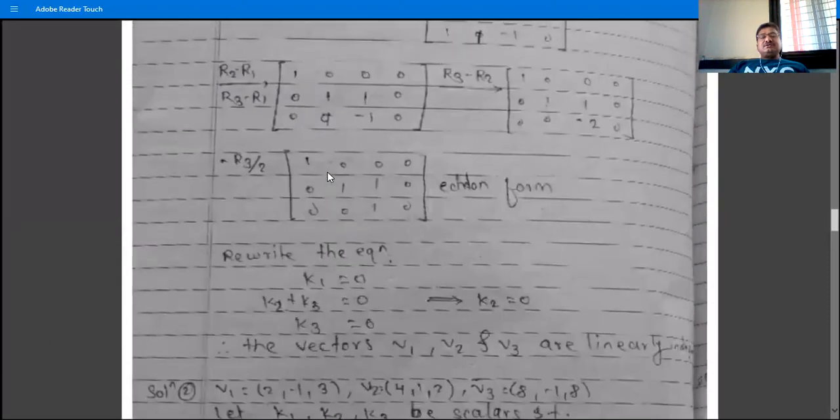But this system has not only that solution. This system has the zero solution, that is K1 is 0, K2 is 0, K3 is 0. This is one of the solutions of this system. But besides this, the system has other, non-zero solutions. So if you observe the definition of linearly dependent and independent, what is the case?